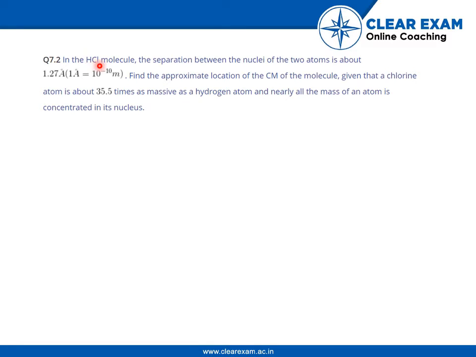In the hydrogen chloride molecule, the separation between the nuclei of the two atoms is about 1.27 angstrom. 1 angstrom is equal to 10 to the power minus 10 meter. Find the approximate location of the CM of the molecule, given that a chlorine atom is about 35.5 times as massive as a hydrogen atom and nearly all the mass of an atom is concentrated in its nucleus.